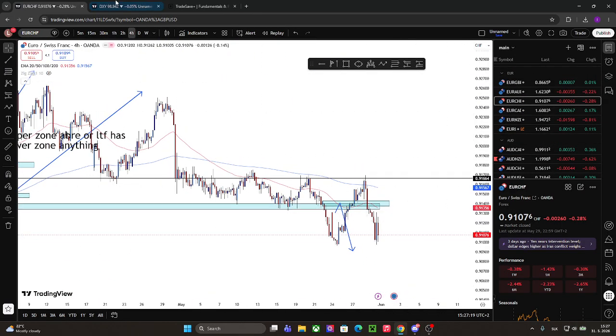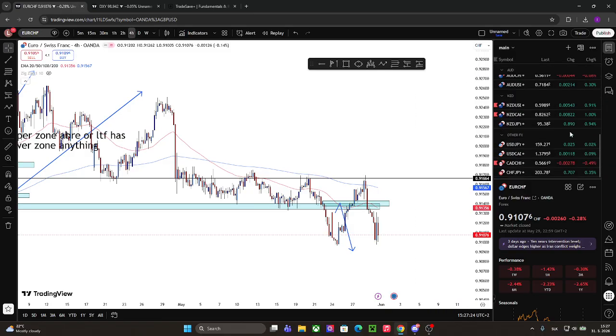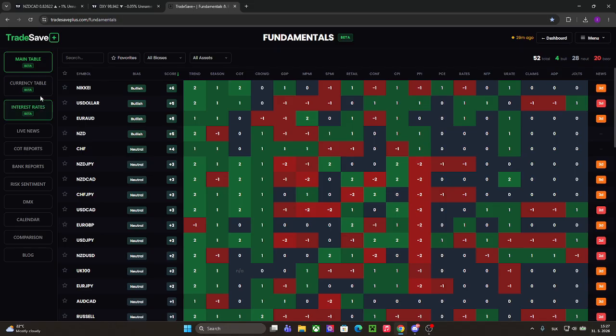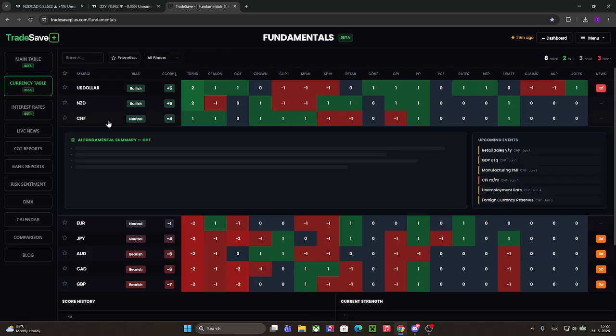Honestly, I don't know if there's anything else to look at. I don't really trade NZD CAD, and not many Swiss pairs either, because Swiss pairs consolidate for so long and trap you in swaps. I've been trapped in a few Swiss pairs, getting eaten by swaps.